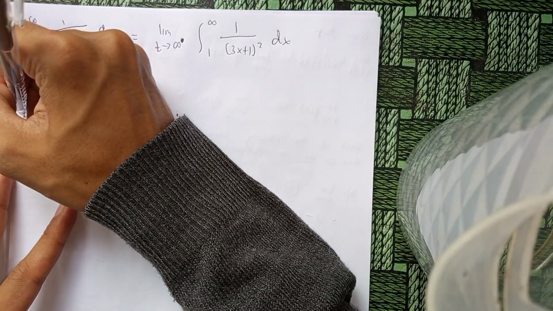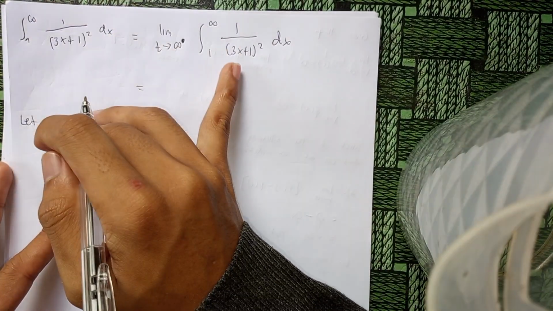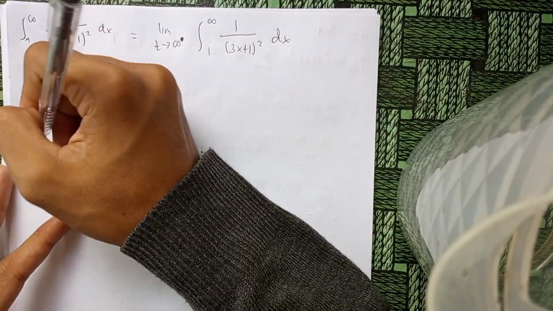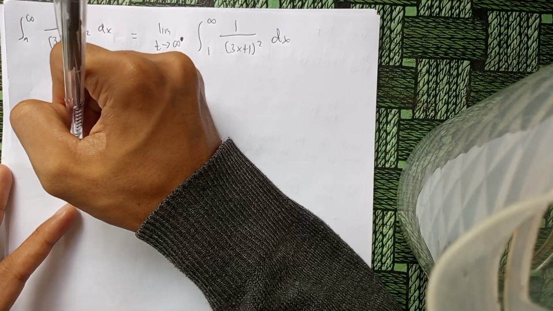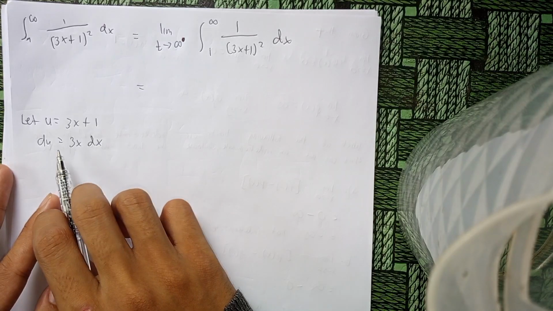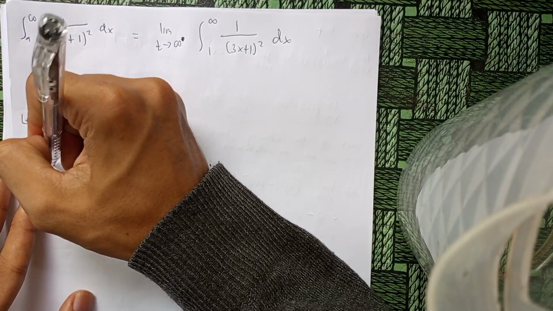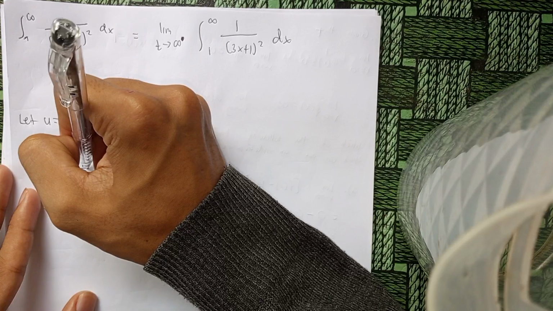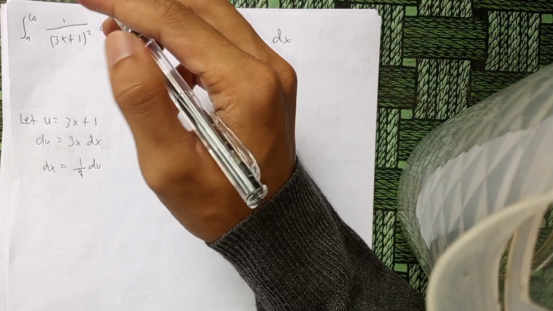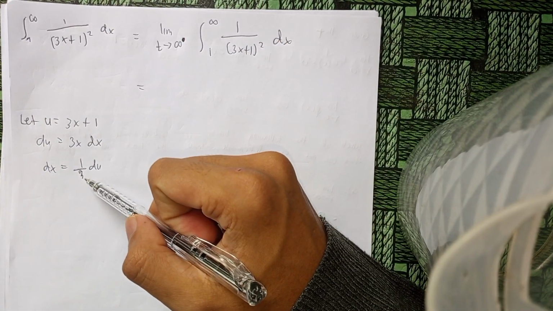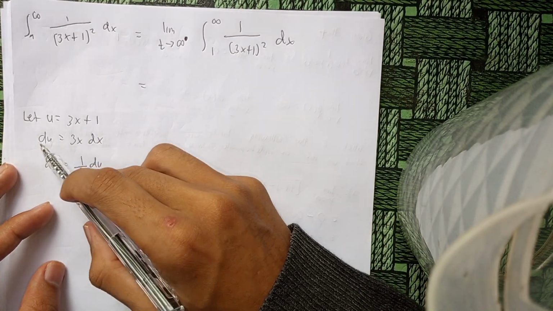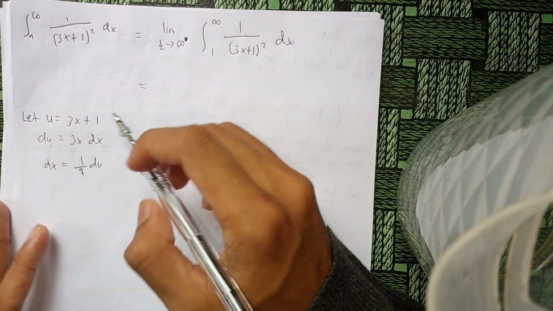So first let us identify our u. Our u here is the denominator without the power. Then our du will become 3x dx. So in this case, to find our dx, let us divide both sides by 3. So dx is equal to 1/3 du. Divide both sides by 3, then we can now find our dx.